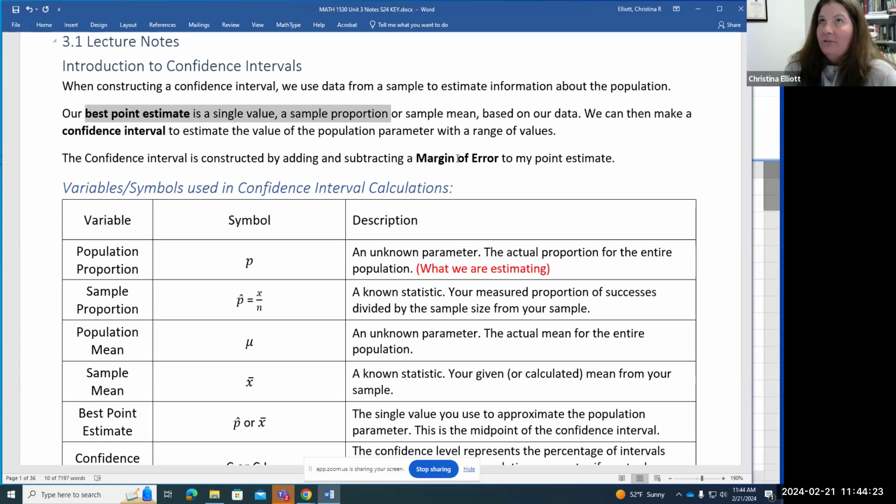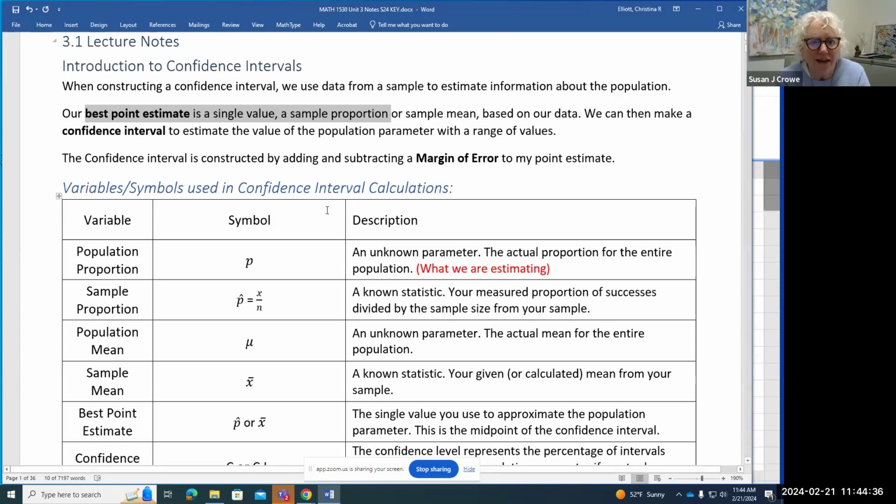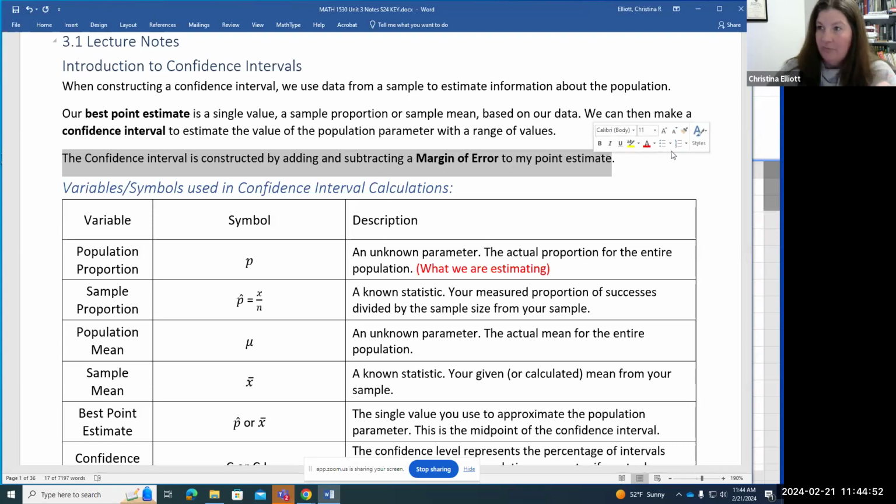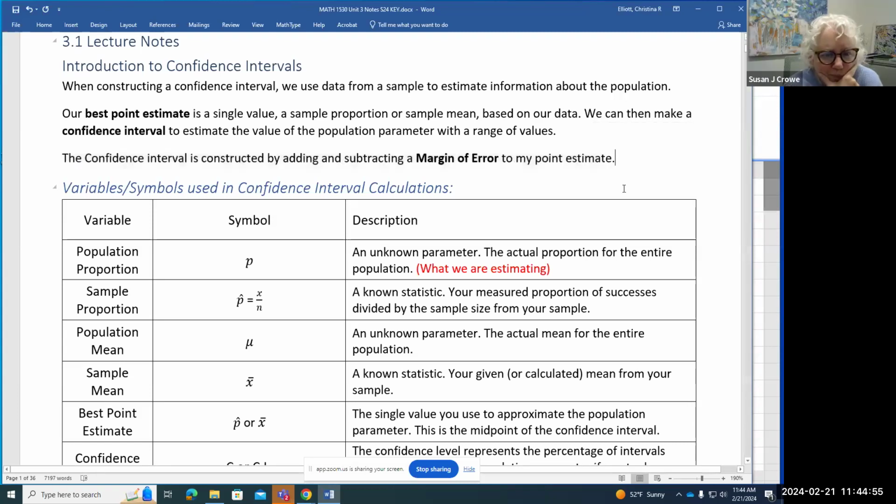What I want to do is add and subtract a margin of error to that to create a range of values that would be an estimate for that population parameter. We don't want to say we're certain it's exactly what our sample was, but we edge out a little bit on either side of our sample. That is called the confidence interval. It is constructed by adding and subtracting the margin of error to my point estimate, which is that sample measurement.